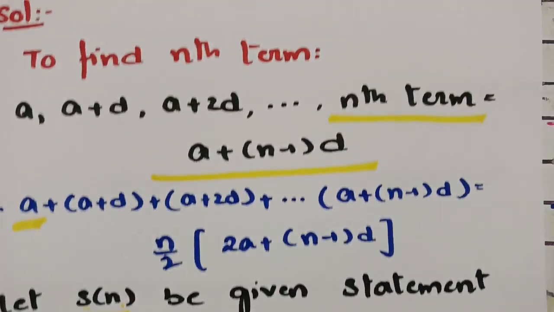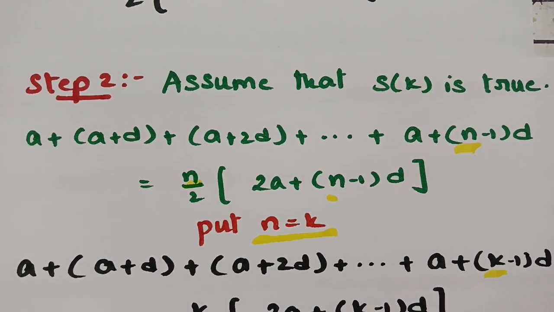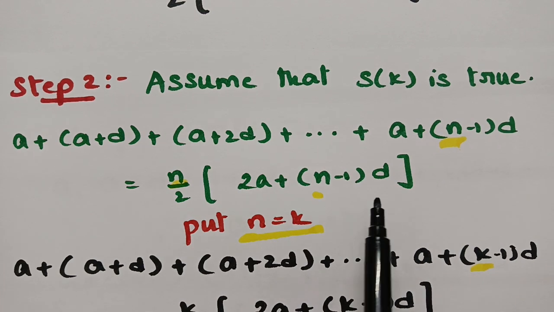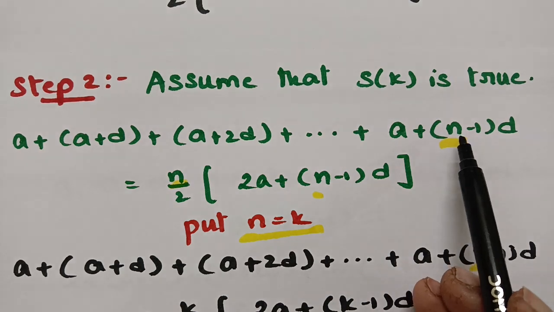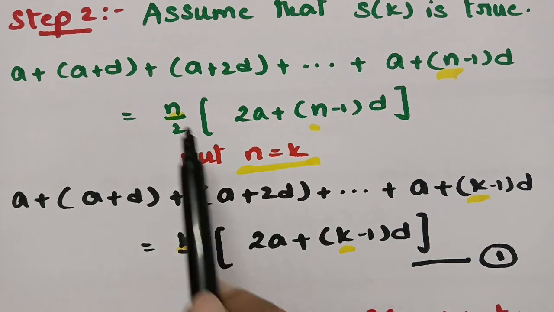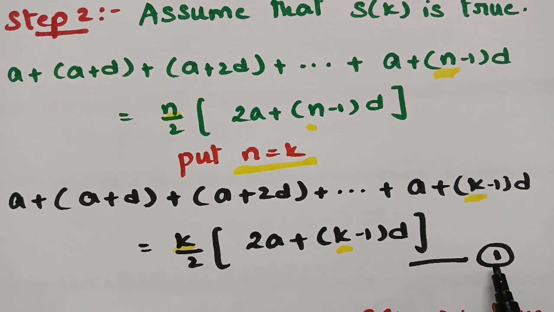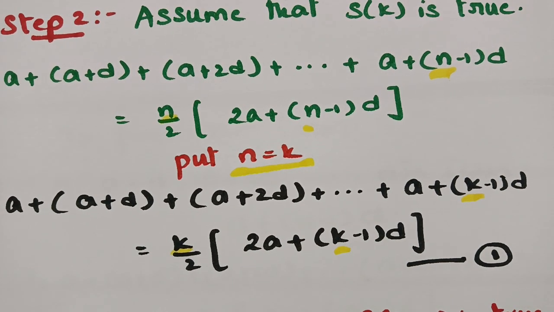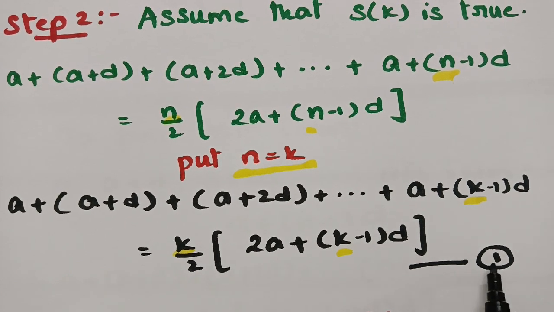And the next step, according to our mathematical induction, is that we have to assume S of k is true. So we have to assume that for n equal to k, the statement is true. So this is the statement. In place of n, we have to keep k. Here we have kept n equal to k, and this is equation number 1. So after proving S of 1, we have to assume S of k is true, and this will be equation 1.